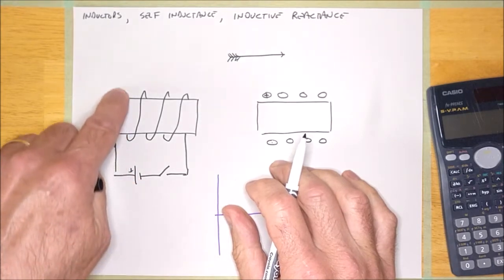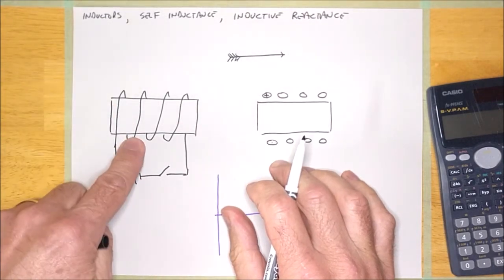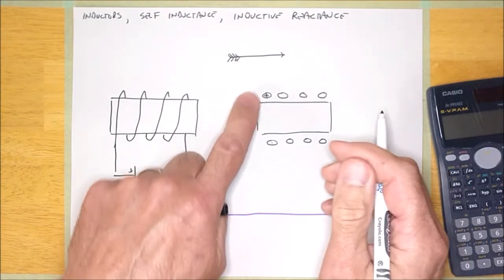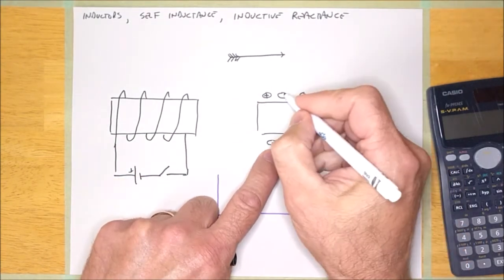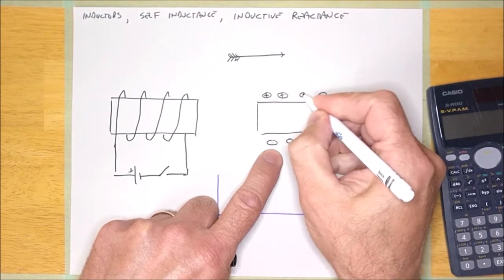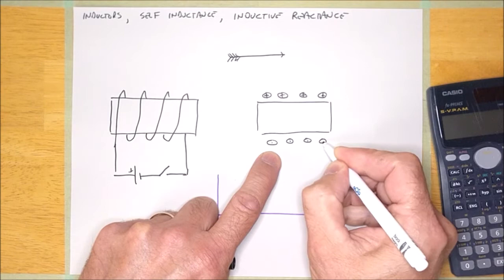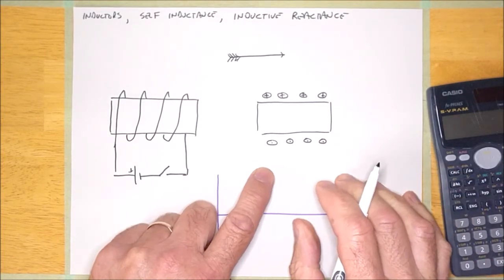In this particular case, since we're using conventional current flow, current would be flowing into the page on the top and out of the page on the bottom, which is why I drew a cross in the top here and a dot in the bottom. All the conductors on the top would be crosses, and all on the bottom would be dots.